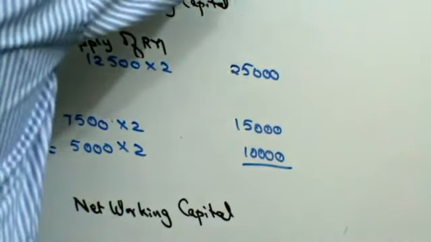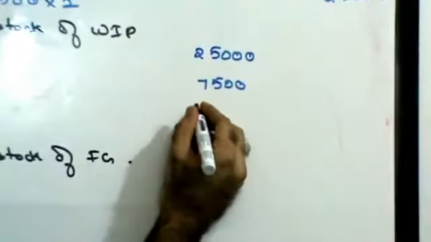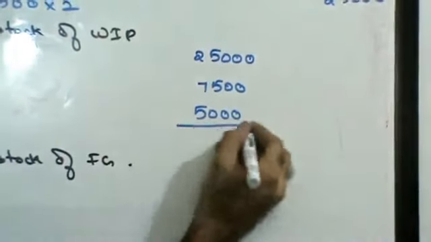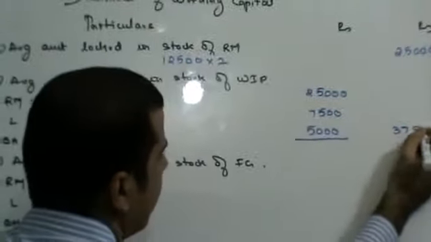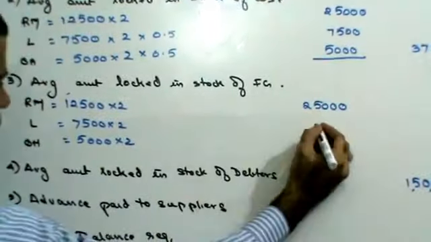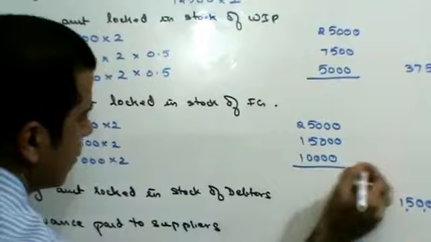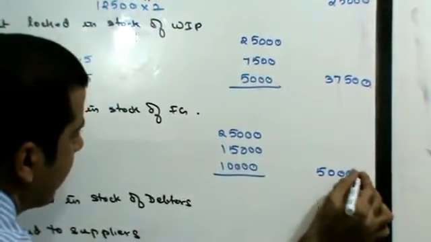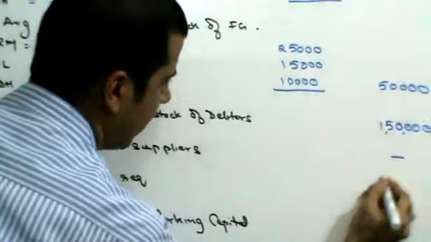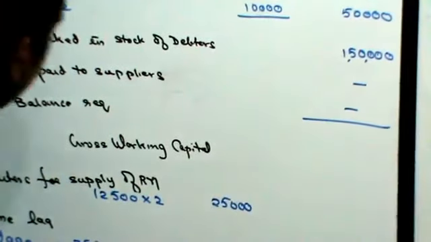So this is going to be 25,000. This is going to be 7,500. This is going to be 5,000. 37,500. This is going to be 25,000. This is going to be 15,000. This is going to be 10,000. So this is going to be 50,000. Right? There is no advance, there is no cash balance required. You just cross check if there is a cash balance required, people. No, there is no cash balance required.